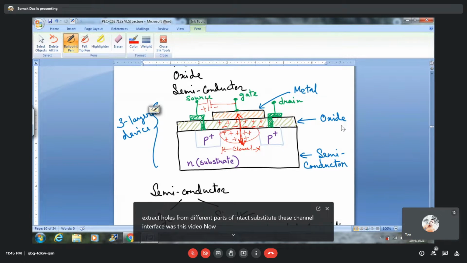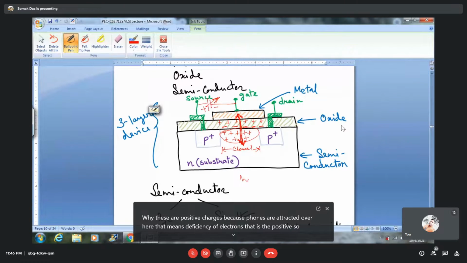Now you increase this gate to source potential value, higher will be this electric field intensity. So this intensity will increase, and higher will be the density of these induced positive charges within the channel. Why these are positive charges? Because holes are attracted over here, and holes means deficiency of electrons. Deficiency of electrons means deficiency of negative charges. So of course that will be the opposite, that is the positive charges, we can say.